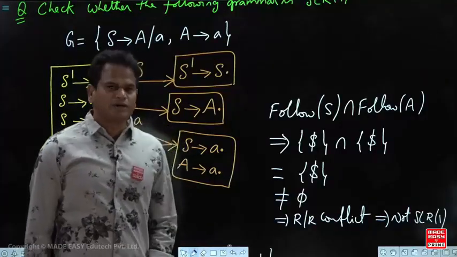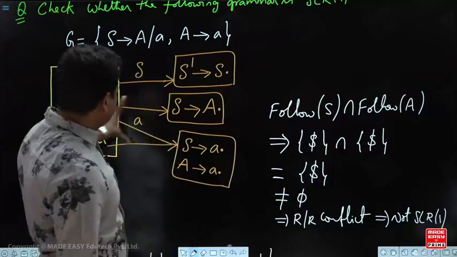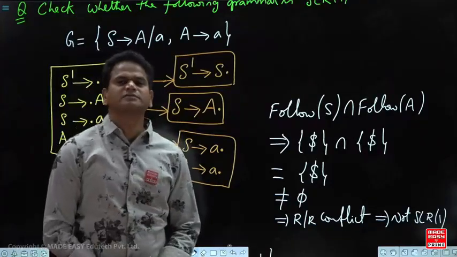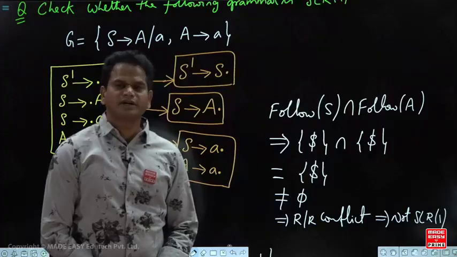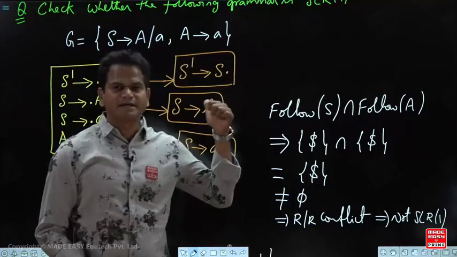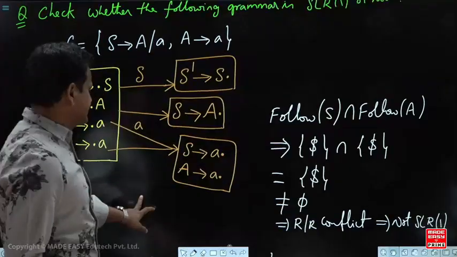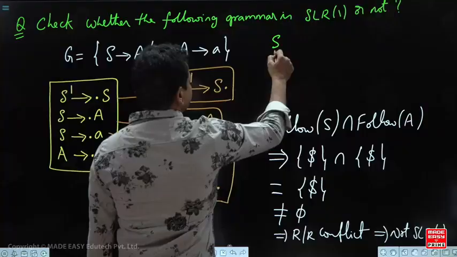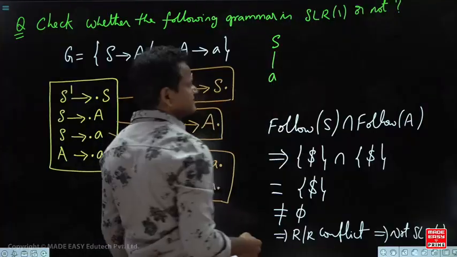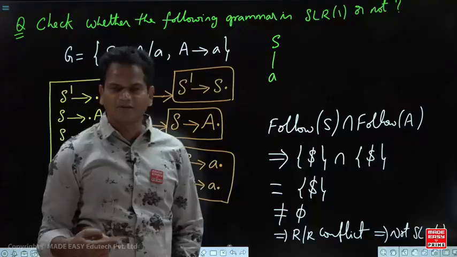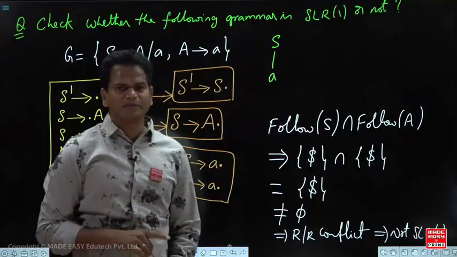Hello? Are you following? Without doing like this, can anybody say that it is not SLR(1)? Do you understand what I am asking and what I am expecting? This is an ambiguous grammar. An ambiguous grammar can never be any of the parsers, LL(1) or SLR(1). You cannot do any of the parsing techniques.